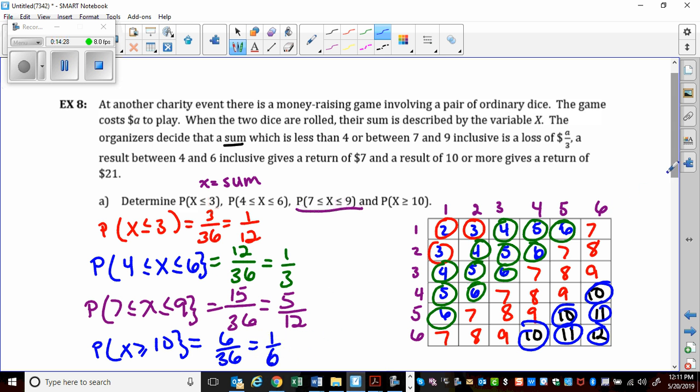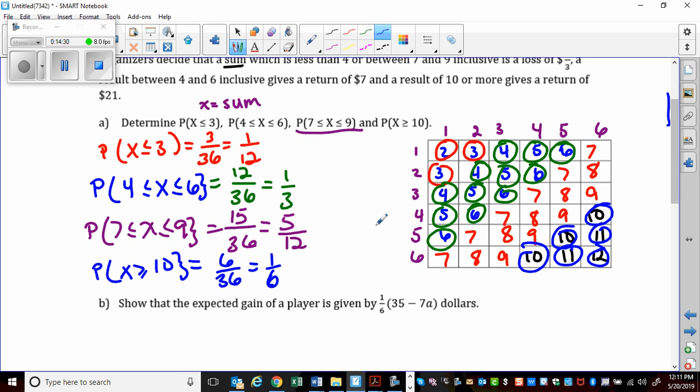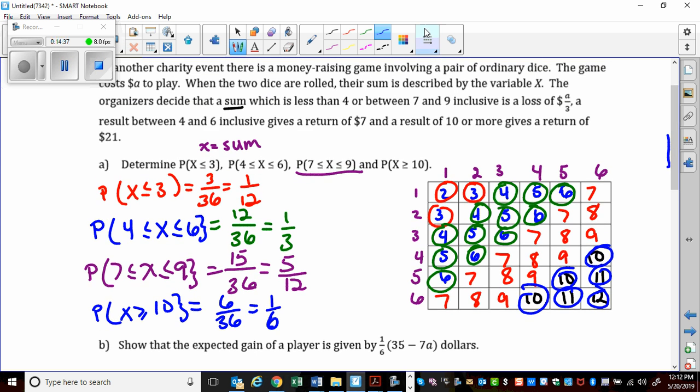Now for the second part, it says, show that the expected gain of the player is this. This is what we want our answer to be. Let's look at the gain, or how much the loss is going to be. So it says the organizer decided that the sum, which is less than 4 or between 7 and 9 inclusive, has a loss of a over 3. So this one has a loss of a over 3. This is less than 4, a over 3, and between 7 and 9. So this one has a loss of a over 3.